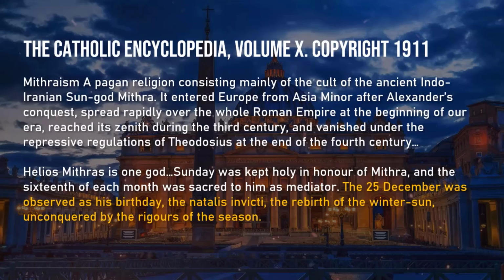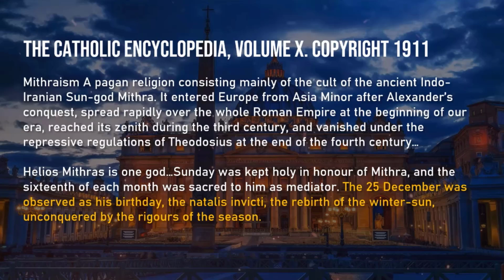This is interesting because, of course, Christ in the Bible is called the mediator. He mediates between you and the Father. So here we have a sun god that's a mediator, and then we have Christ that's a mediator. Is it possible that in early Rome there was an overlap between Christ, the Son of God, and the sun in the sky? We'll see a little bit later. December the 25th was observed as his birthday, the Natalis Invicti, the rebirth of the winter sun, unconquered by the rigors of the season.